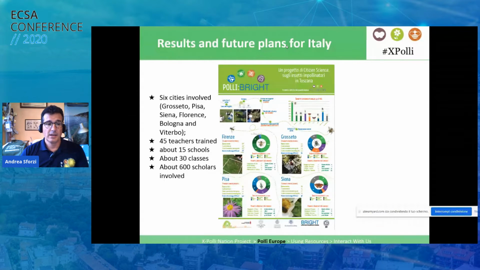We then were able to train 45 teachers to engage about 15 schools, 30 classes, and about 600 scholars were involved. In the meantime, we were collaborating with other British colleagues in the Cross-Polly project. There was an evolution of the Pollination and PolliBright.